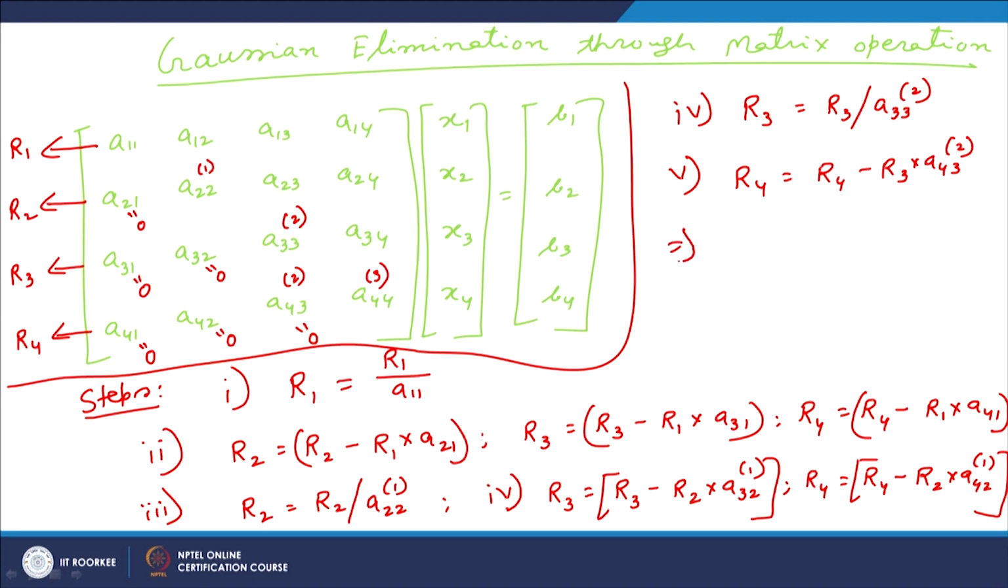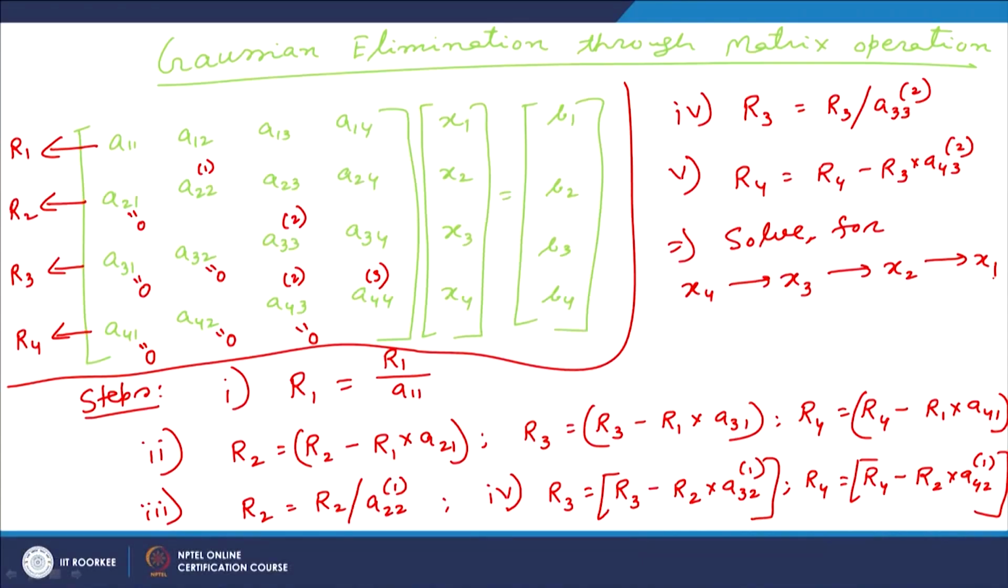Then in the last step, solve first for x4, followed by x3, followed by x2, followed by x1. So, this is how it will proceed by means of matrix operations. As you can see, these operations are very easy to follow. So, this can be very easily extended to a case where there are n equations and n unknowns.